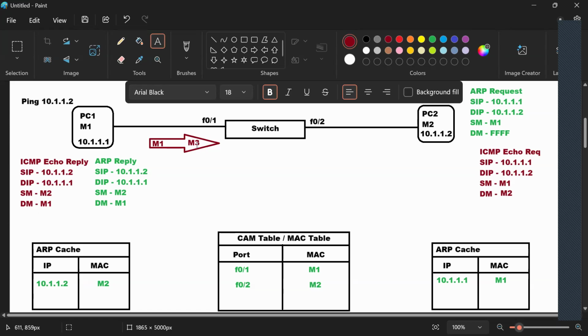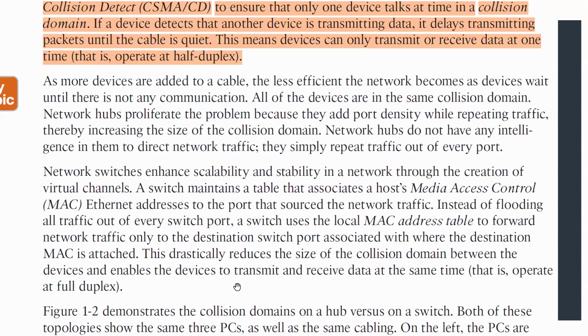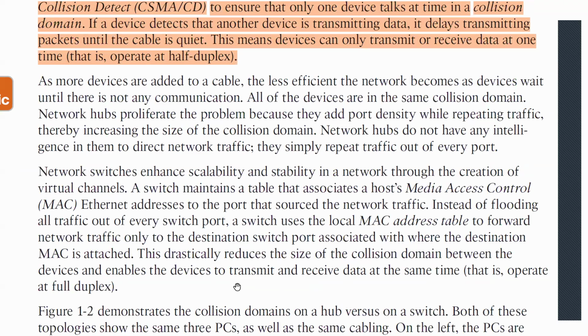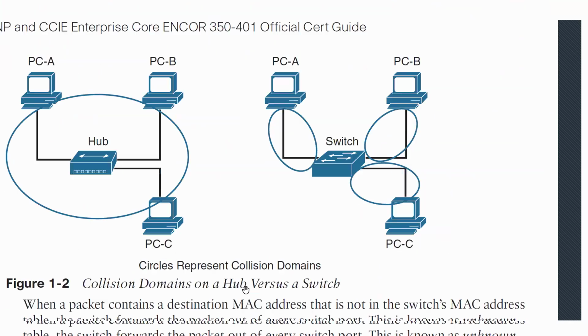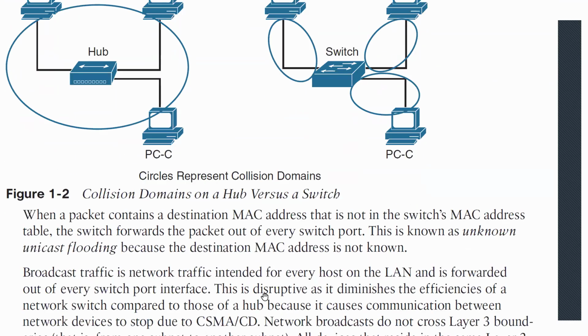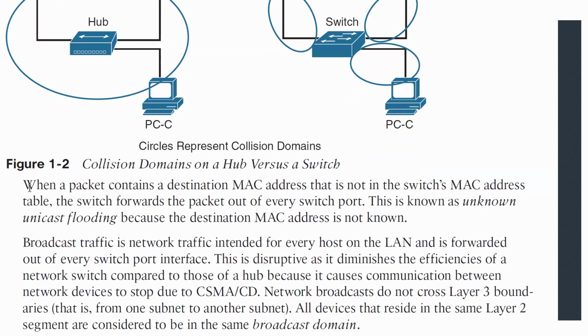And that situation will be known as what? Unknown unicast flooding, because the switch does not know where the destination is. That means it is unknown. The type of message is unicast. And how is the switch trying to know about it? By flooding the message. This is clear? Okay. So if you want to note it down, this thing is available here. Note down this definition here.